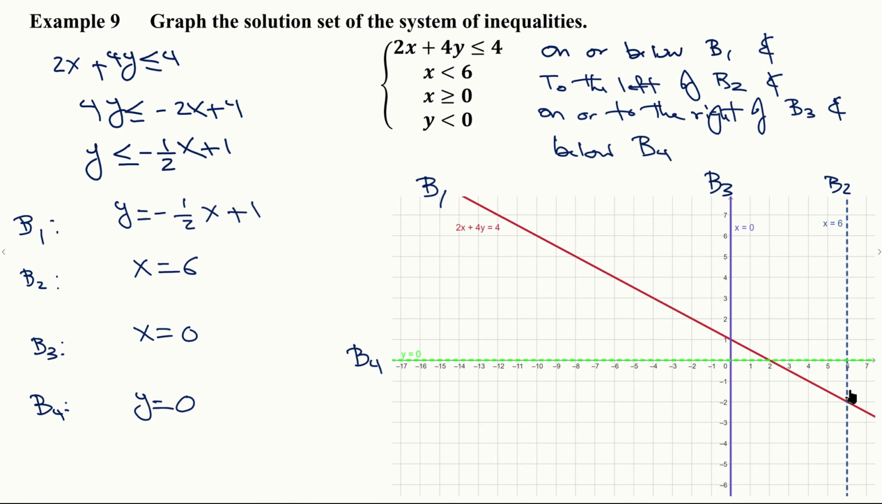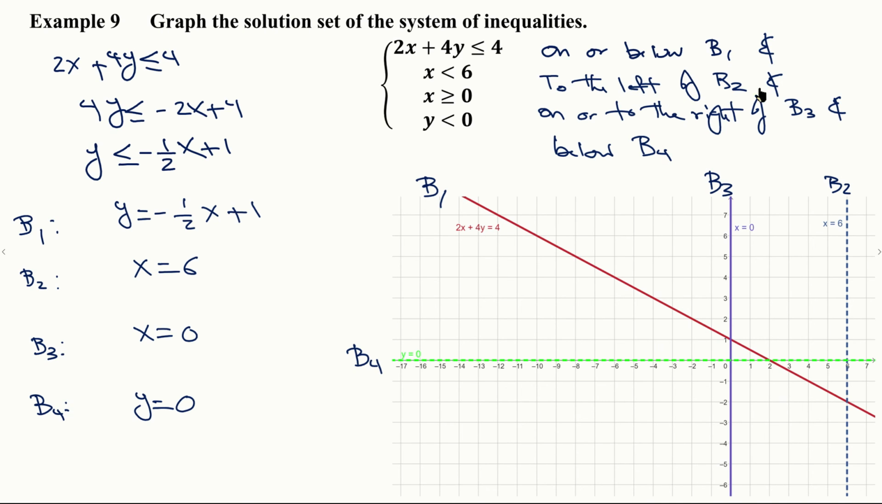Okay, so here's the red one, B1, on or below. So that means what? Don't look up here at all anymore, because no point in that region is going to be in the solution set, because otherwise it would not satisfy the first inequality. And remember, we have to satisfy all inequalities. So now only look on or below the red line as we move on to the next one.